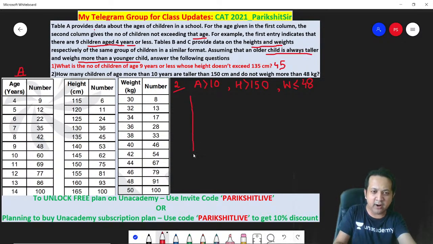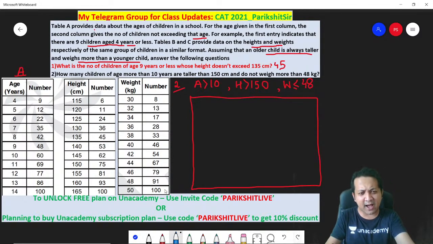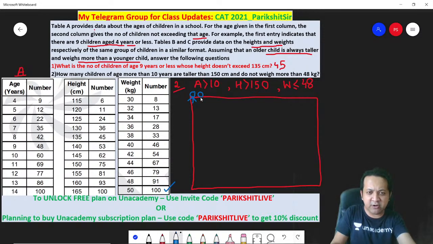So let's try to draw a diagram again. So how do you draw the diagram? Remember, we assume that there are 100 children. We don't assume. In fact, there are 100 children. So let's say there are 100 children standing in a queue. You imagine that 100 children are standing in a queue. And let's call them roll number 1, roll number 2, roll number 3, dot, up till roll number 100. Let's start.